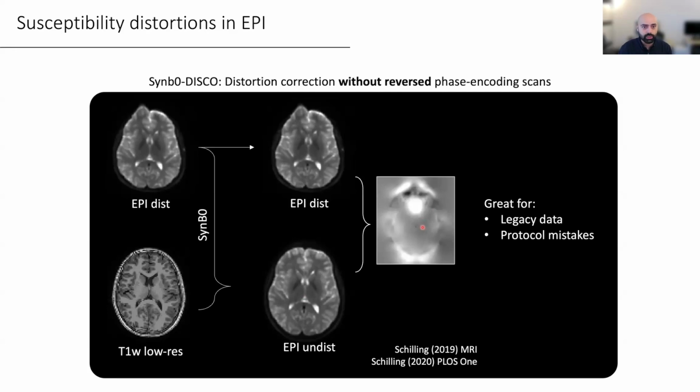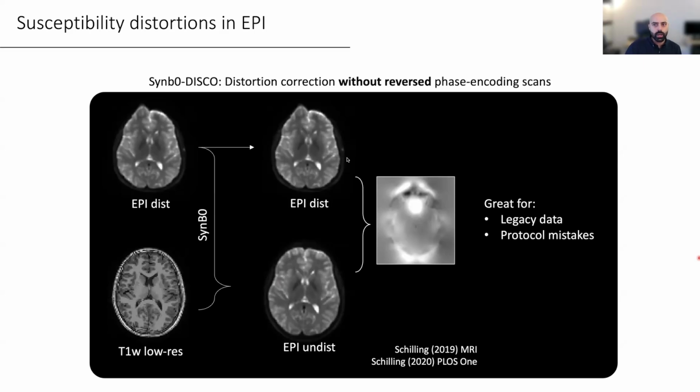This is really good for legacy data, or mistakes in protocols where sometimes people think they're acquiring a reverse phase encoding B0 image for distortion correction. And when it comes to processing the data, they realize, oh, actually, it ends up being the same phase encoding direction as my main data set. So we basically just acquired one extra B0 that looks exactly the same. We can't use it for that correction. This kind of tool comes in to save the day because, well, we have a T1 at least. Most studies will. So that's really useful.